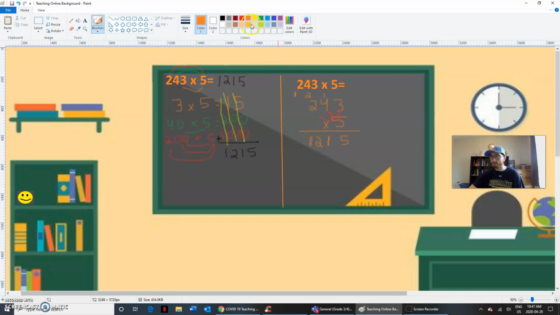Oh, look at that! Let's check. Did we get the same answer? We did 2 different strategies. Are they the same number? Yeah, so we know we have for sure this correct. So our answer is 1,215. Let's do one more example of the traditional algorithm strategy just for practice.